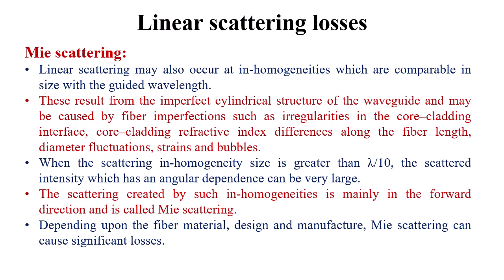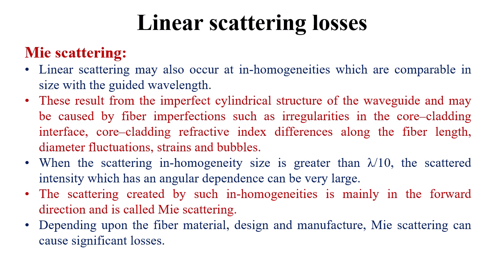We have another kind of scattering that is called the Mie scattering. Linear scattering may also occur at non-homogeneities which are comparable in size with the guided wavelength. These result from the imperfect cylindrical structure of the waveguide and may be caused by fiber imperfections such as irregularities in the core cladding interface, core cladding refractive index differences along the fiber length, diameter fluctuations, strains, and bubbles.